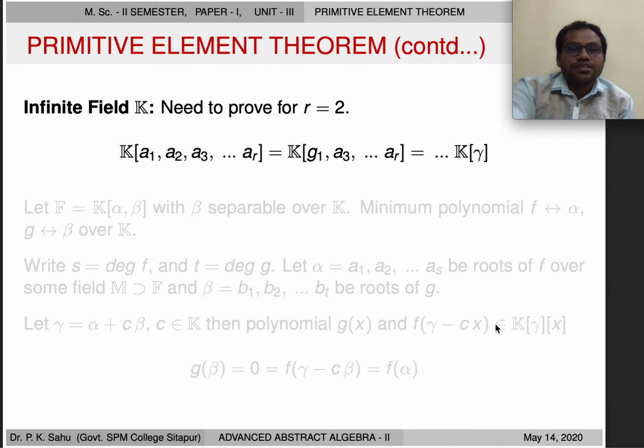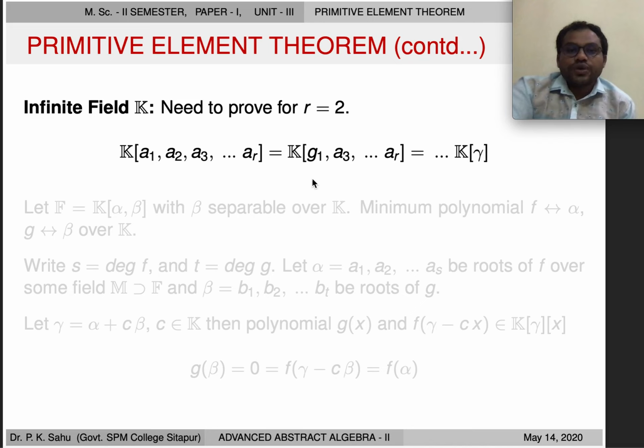Now let's see the infinite part. Now we come to the infinite field K. For infinite field we need to prove for r is equal to 2. Means we start like this. If the theorem is true, primitive element theorem is true, we can adjoin these two elements a1, a2 to get g1. So this will become K adjoined g1, a3, a4, all the way to ar.